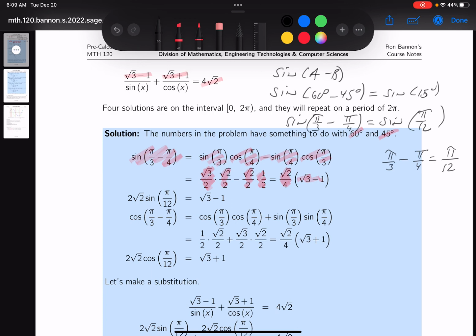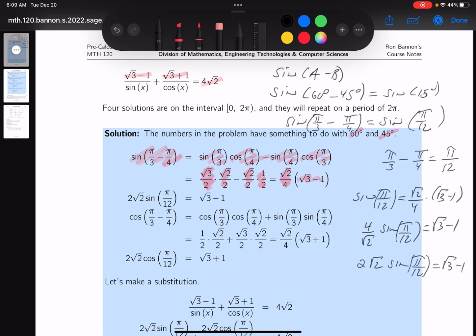And what I did then was I saw that the sine of pi over 12 is equal to root 2 over 4 times root 3 minus 1. Then I multiply both sides by 4 divided by root 2. Write that down: 4 divided by root 2 times sine pi over 12 is equal to root 3 minus 1. I'm going to rationalize that too by multiplying top and bottom by root 2. And what would you get? You would get 2 root 2 sine pi over 12 equals root 3 minus 1. All right, so we went through that derivation. We got this over here. I'm going to say that's done.